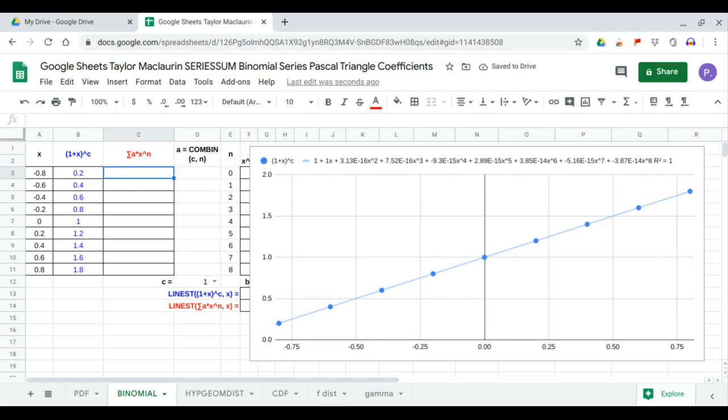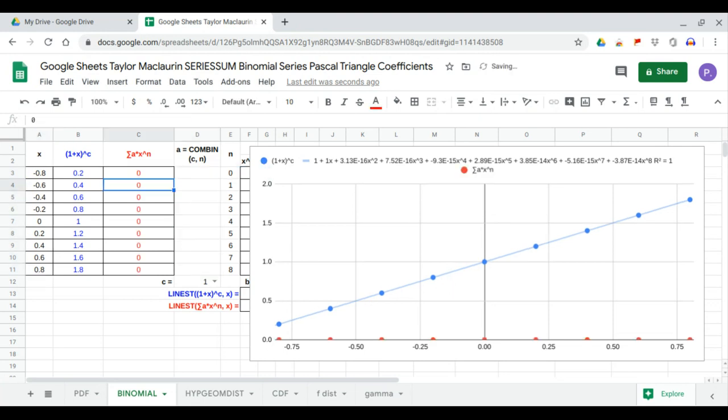And it is equal to array formula, series sum, that is summation of a times x to the power n. So x raised to the power starting from 0, an interval of 1. That's x to the n. And the coefficient will be this range. So if we change this, then we can work on the coefficient.